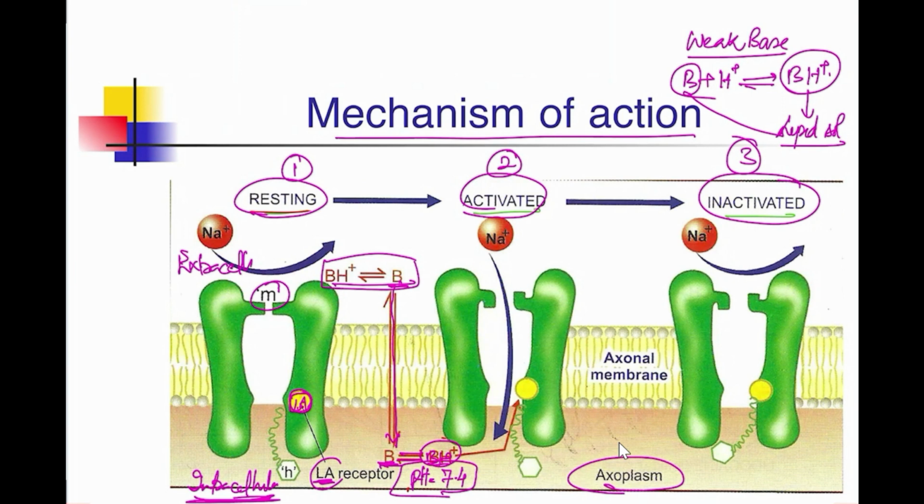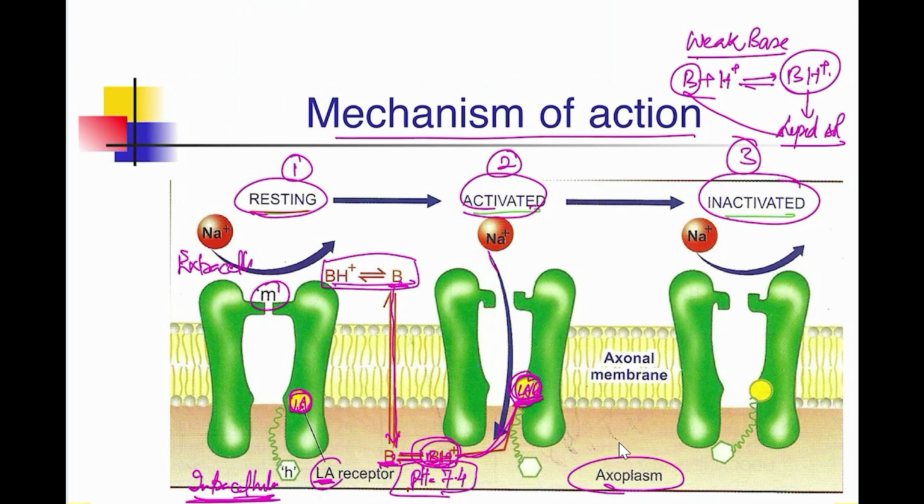So what happens: local anesthetic being a weak base, the unionized fraction crosses within the exoplasm, gets ionized again, and this ionized fraction is going to bind to the receptor. It binds when the channel is activated. When depolarization happens, this ionized fraction of the local anesthetic comes and binds with the receptor.